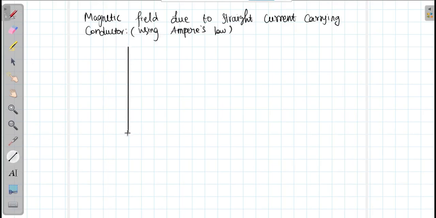We have the current carrying conductor having current I. And we know the magnetic field due to a current carrying conductor is a concentric circle. We have a circular magnetic field threading around the current carrying conductor, and we know the direction. How to find the direction? Again, the right hand curl rule.